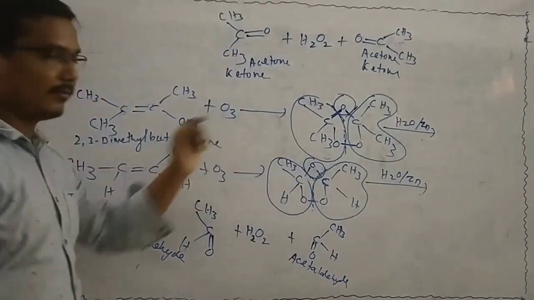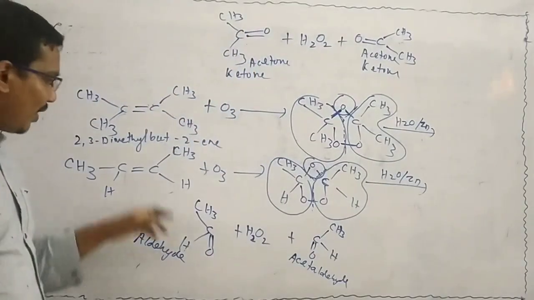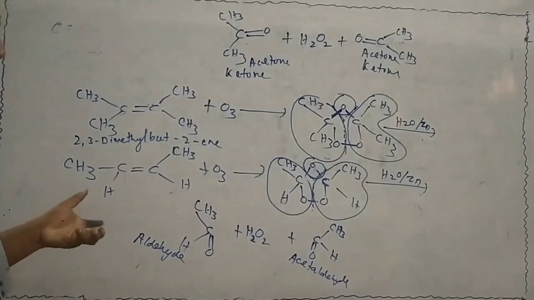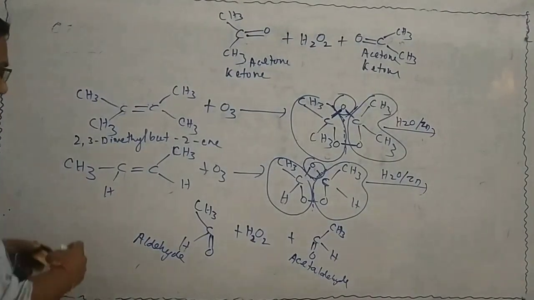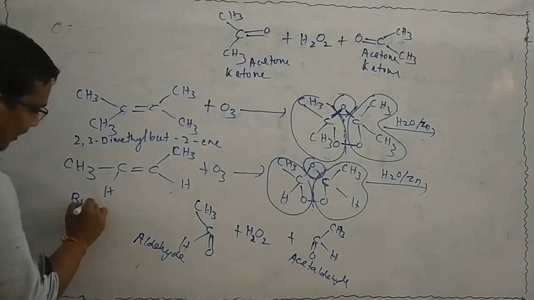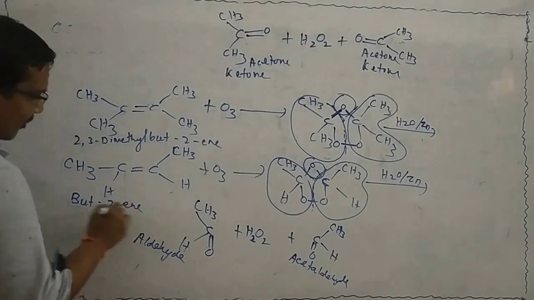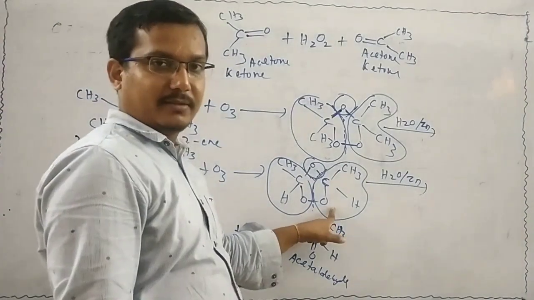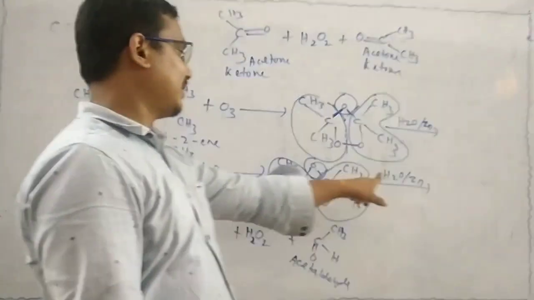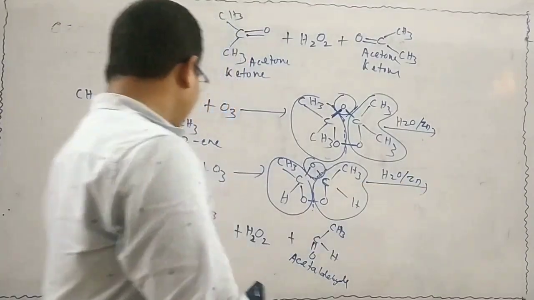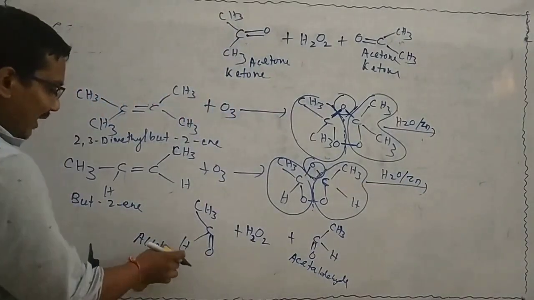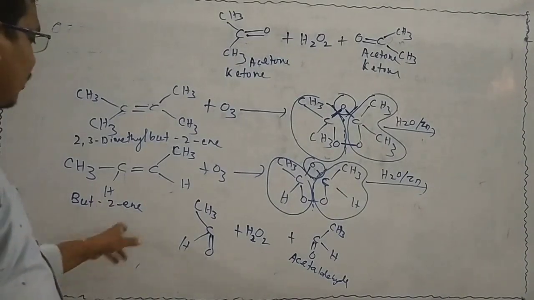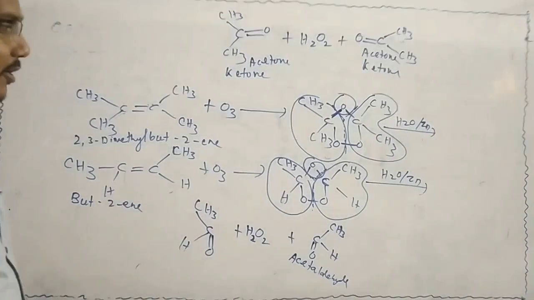Then write the reaction. If you want to define or give a statement for this reaction, what will be the statement? This is butene. When butene undergoes ozonolysis, then the corresponding ozonide is formed, which on reaction with water in the presence of zinc gives acetaldehyde. This is the reaction. Always remember to write down the names of the reactants and products.